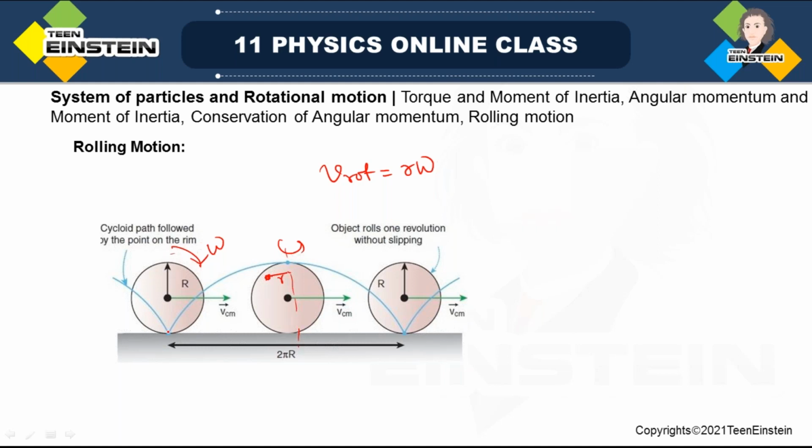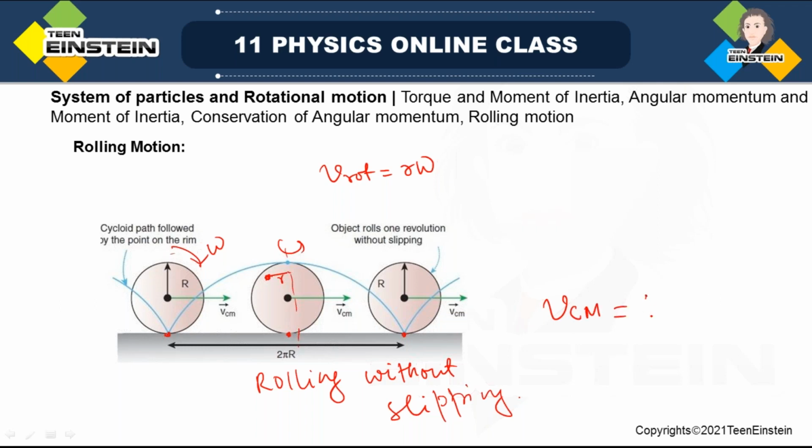Now, if instantaneously, in each case, the point of contact is at rest, then that motion will be called rolling without slipping. Rolling without slipping. So what is the condition? The condition is that VCM has to be equal to R omega.